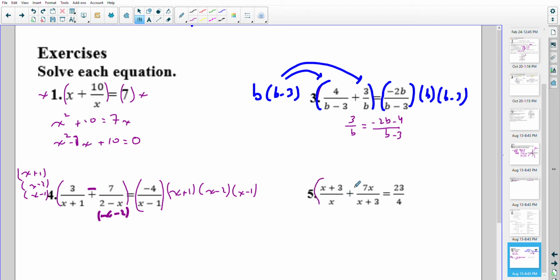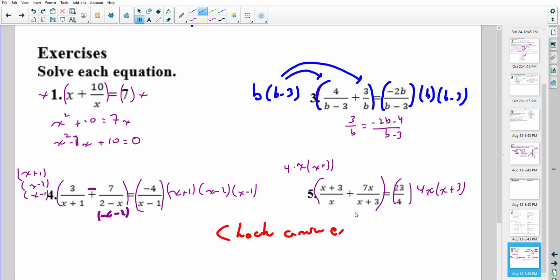This one here, you're going to, again, have 3 terms. So you're going to multiply both sides by 4 times x plus 3. No way around it. You really have to be able to multiply both sides by the same thing, and then it's all about distributing. Again, what you're going to want to remember is you want to check answers to make sure that you don't get a 0 in the denominator.